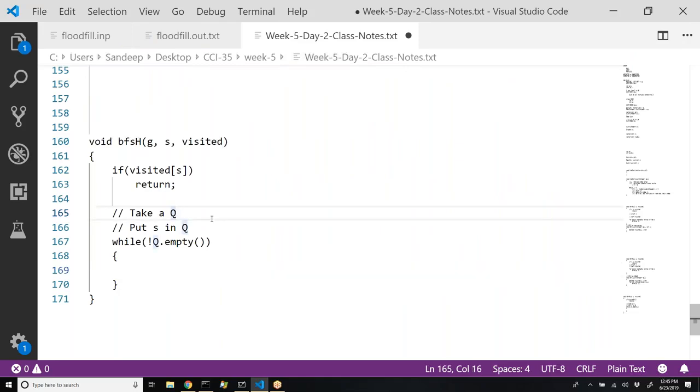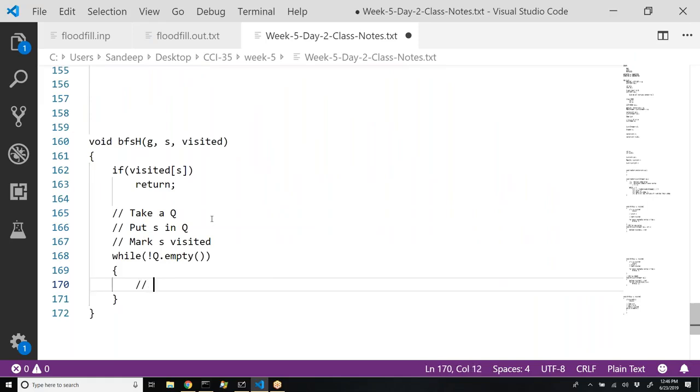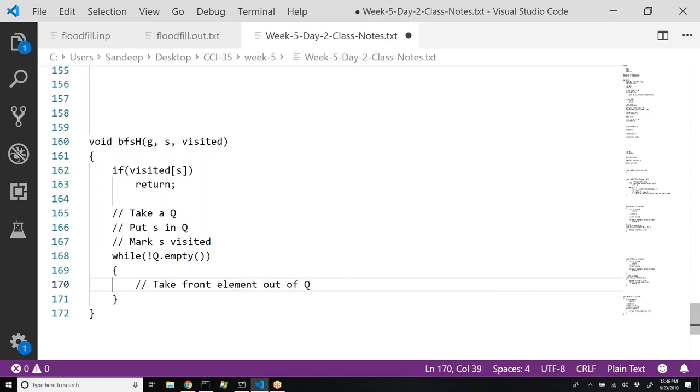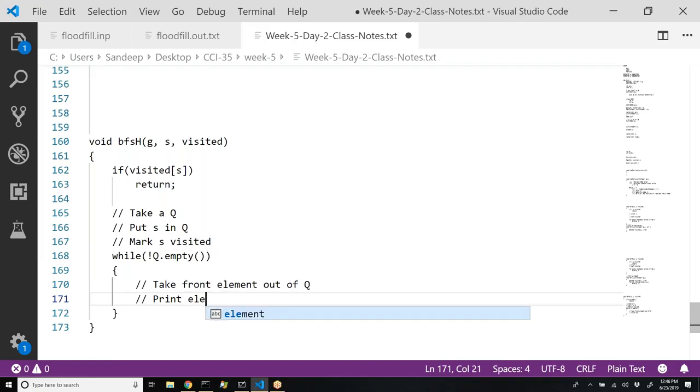So when we have put S in the queue, mark S visited. Now we take front out of the queue, front element. Here we can print because we are anyways guaranteeing that any element put in the queue is one time only, so we can print that element.